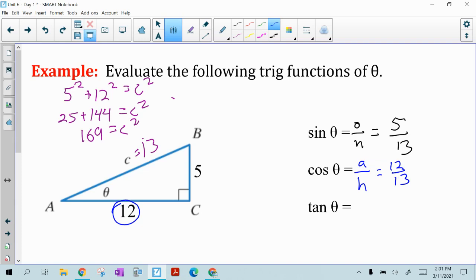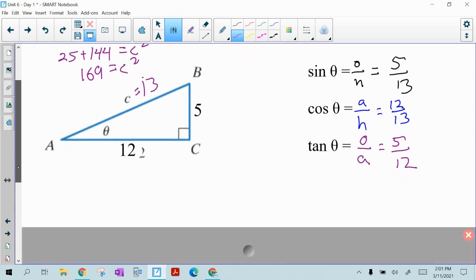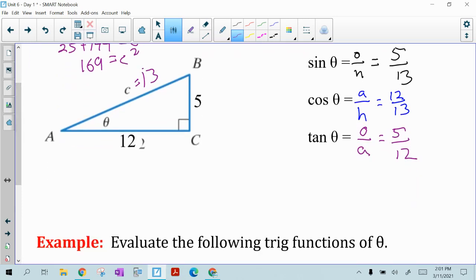Next up, tangent. Well, what can we do with tangent? Tangent is just going to be opposite over adjacent. My opposite side is 5, and my adjacent side is 12. And that's it. That's all. Nothing exciting in that. Well, what else can I potentially do with this sort of thing?